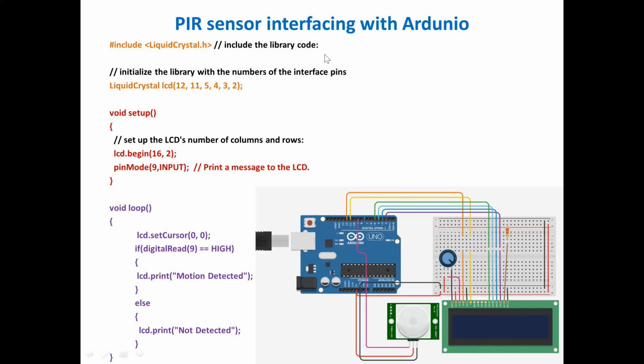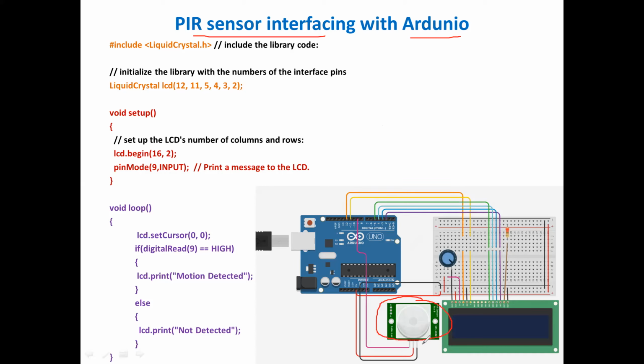So today's class we will discuss PIR sensor interfacing with Arduino, right? We are going to work out an Arduino based experiment. We use a PIR sensor for any type of motion detection.